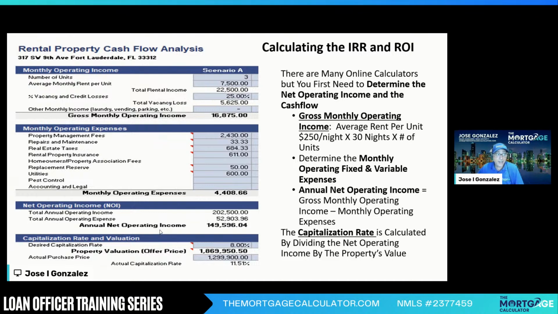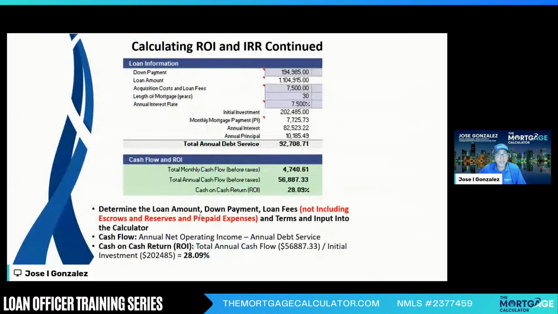Then next we would calculate the cap rate, and the cap rate is calculated by dividing the net operating income figure, this 149,596.04, by the property value to give you a cap rate. In this case, we have a cap rate of 11.51. And then we have here to finish our calculations now.